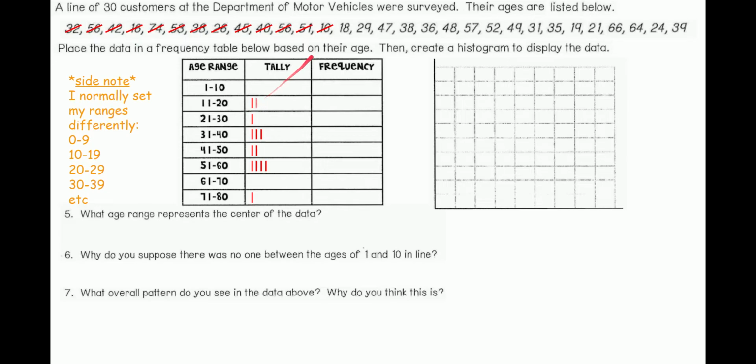16 goes right over here. 18 goes in that same box. 29 goes down over here. 47 goes over here. 38 goes over here. 36 goes over there as well, and right there I'm going to do a cross.